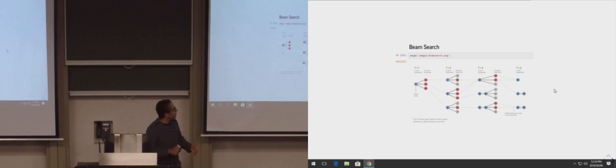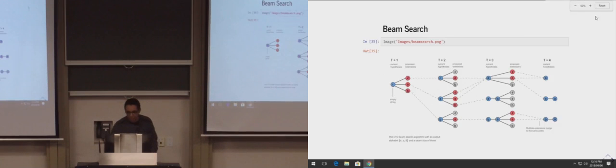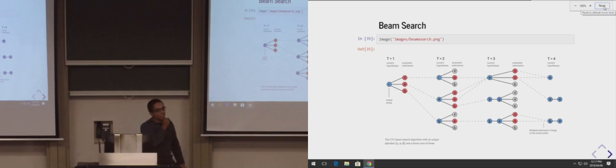So what's an example of beam search actually working? Let me reset the size. There we go. You basically have two options when you do a beam search: the number of beams and then the number of end solutions you want to get out.